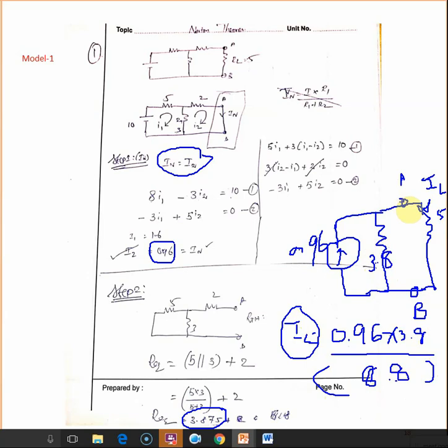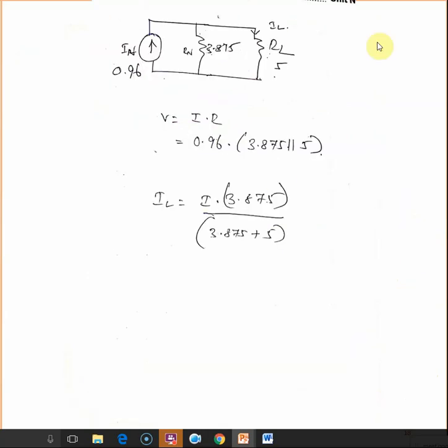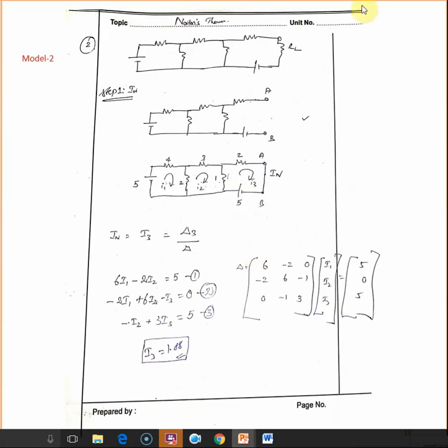So let's move to model 2. They have executed it and then given I_L: I multiplied by the R value divided by the sum of these two. Okay, next we move to model 2.